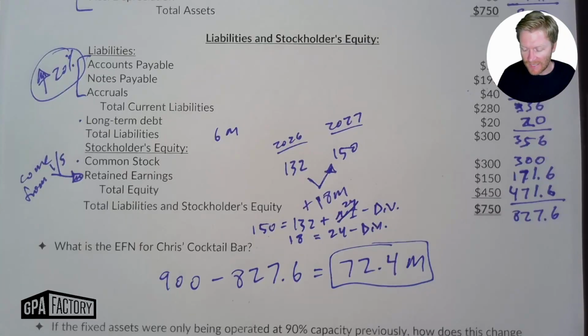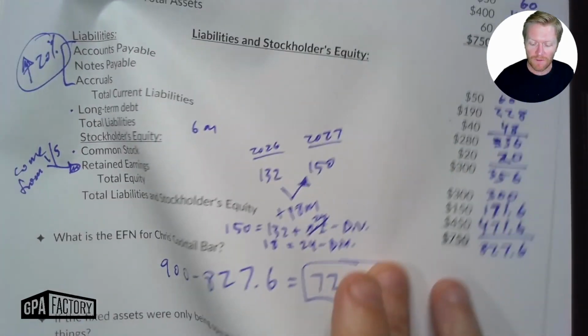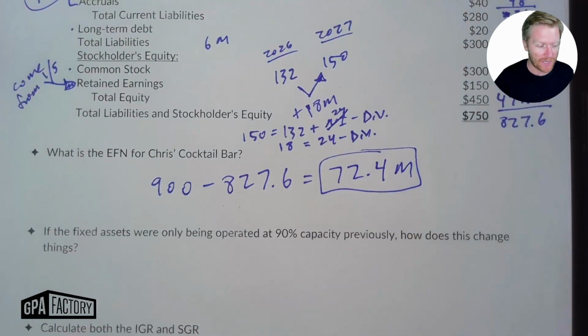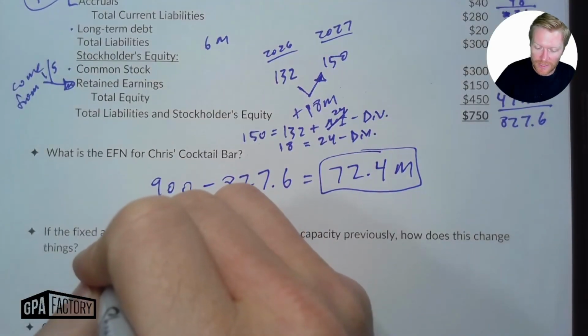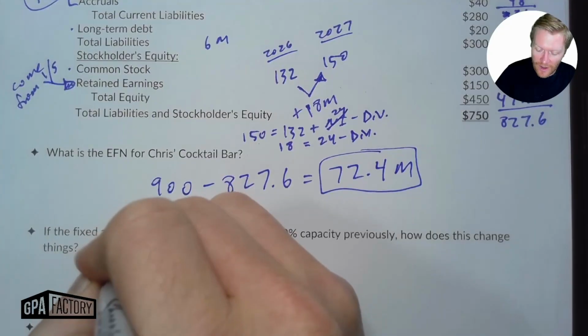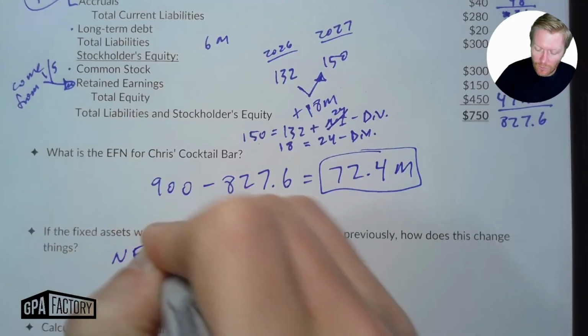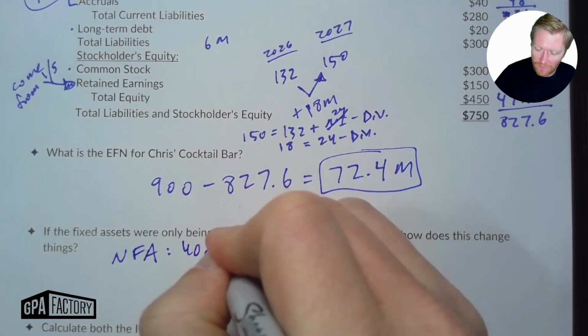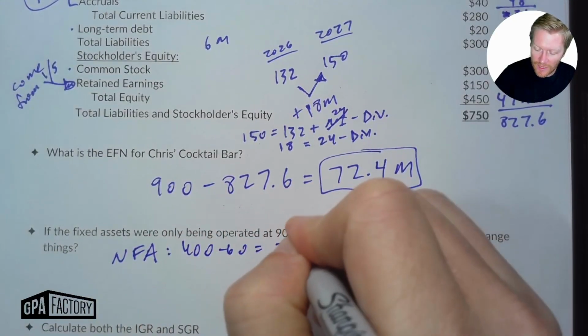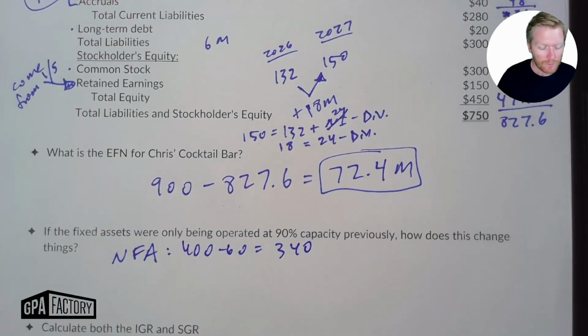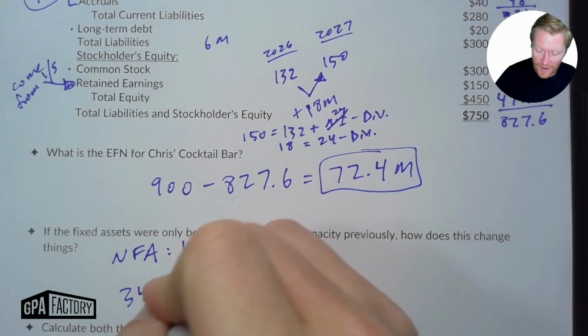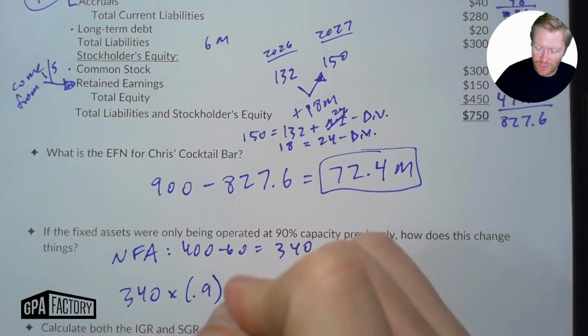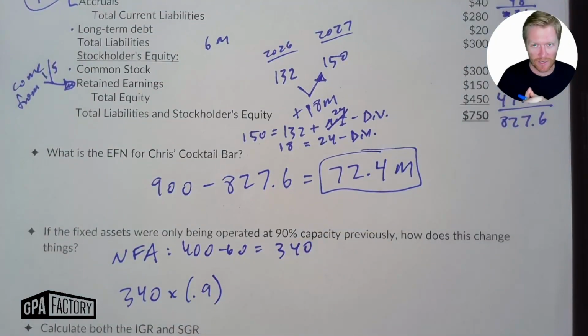Okay, if the fixed assets were only being operated at 90%, how does this change things? Here's effectively what we're going to do. We're going to take our net fixed assets, which in this case is the original amount of 400 minus 60. That's 340. And we're saying that we're only operating them at 90% of capacity. So we're not utilizing 100% of our fixed assets, we're only utilizing 90%.